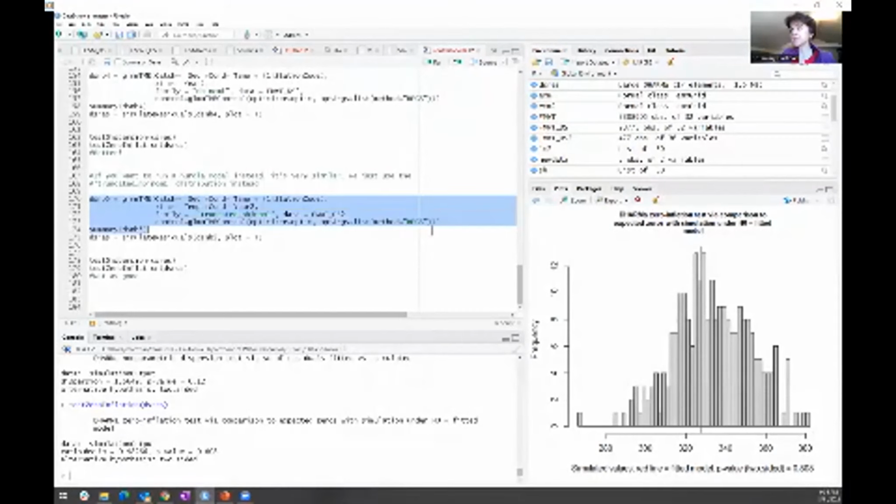We can use almost the exact same syntax, except instead of family nbinom1, we use family truncated_nbinom1, which means that we've cut off those counts at 1, and we're not going to have any zeros in our count model.